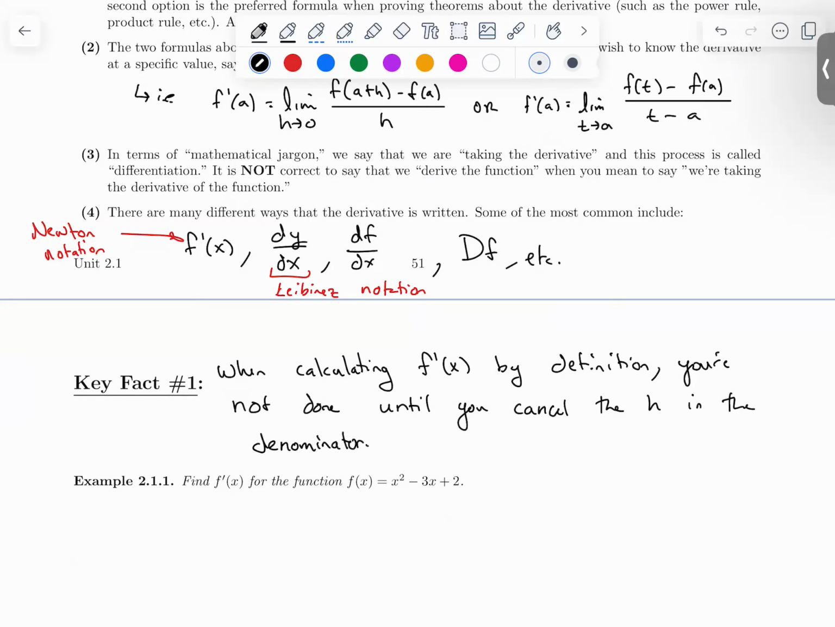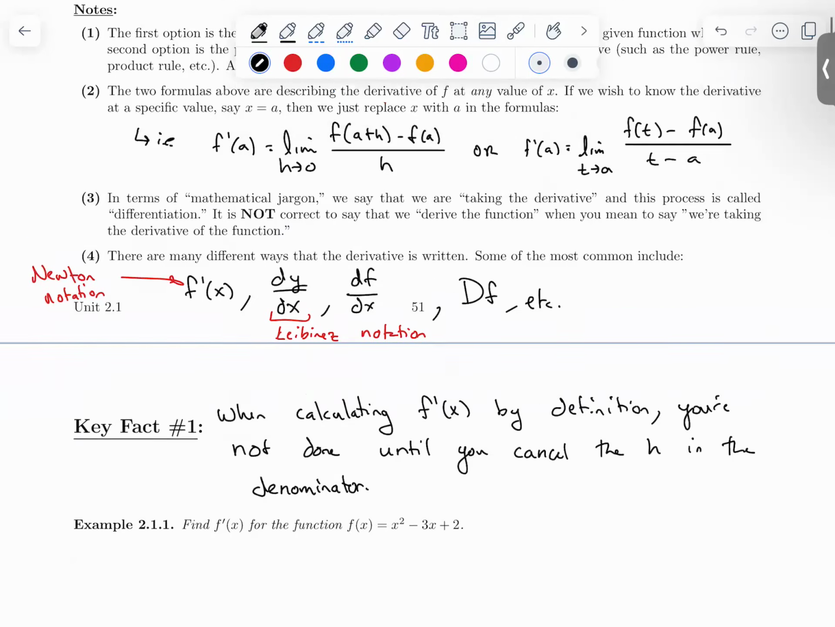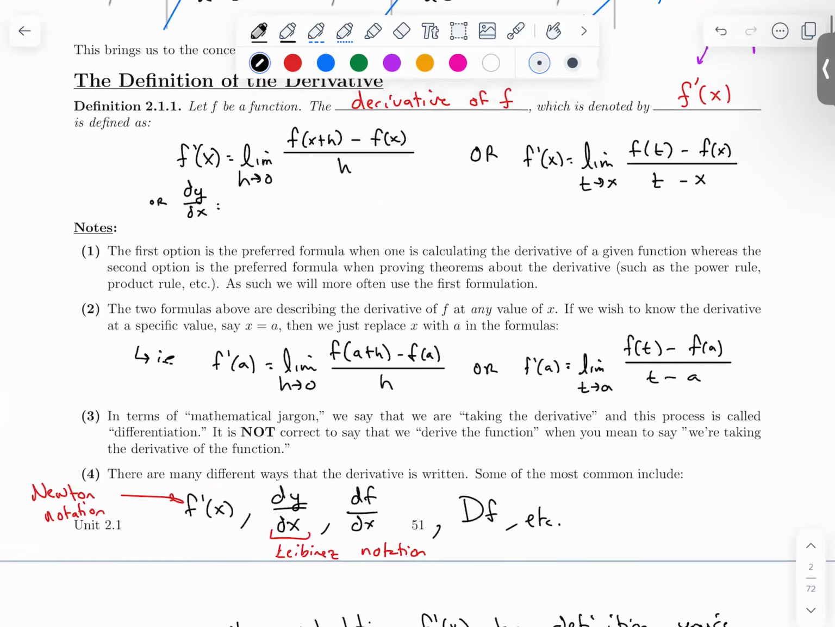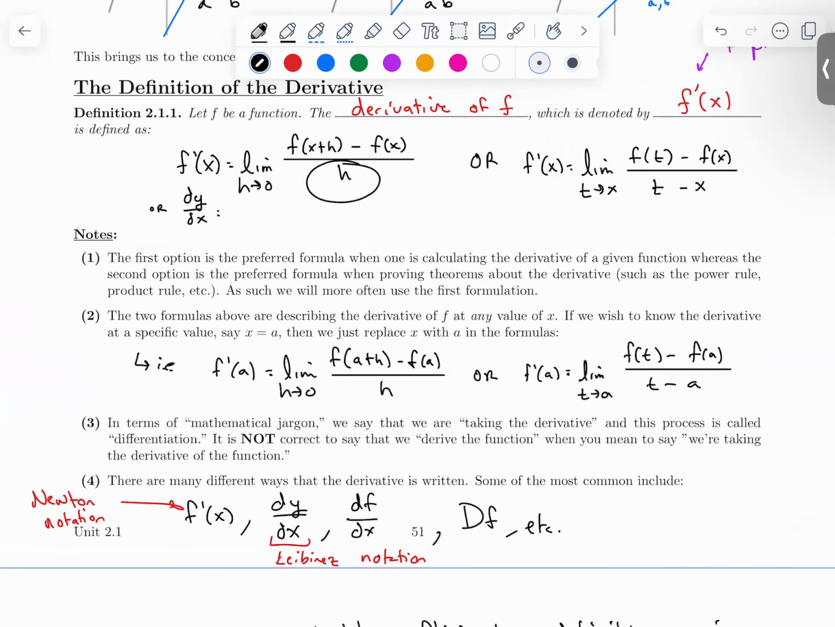You're not done simplifying until you've canceled that h in the denominator. So if you still have an h, you're not done. You have to keep working through it. Because that would be essentially still the 2 points separate, and as soon as you eliminate the h, it's created that 1 point in the middle. Essentially, yeah, you've found that spot. But in particular, if you don't get rid of the h, then you're going to be dividing by 0 every single time, and that's a problem.